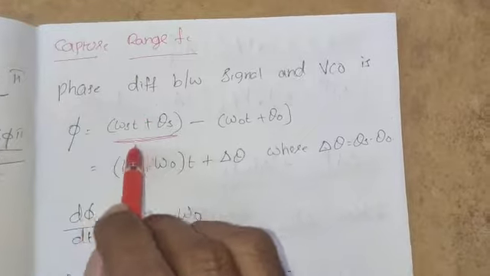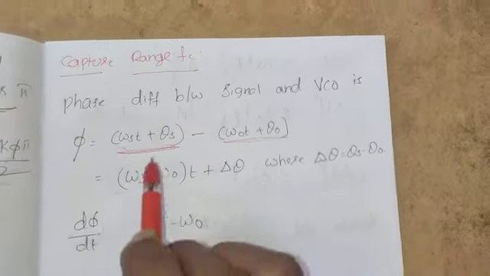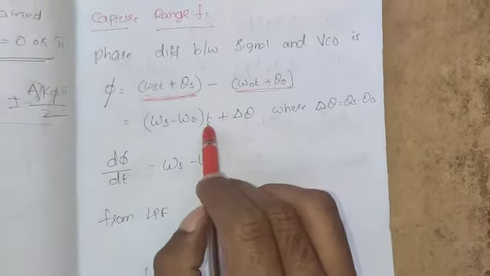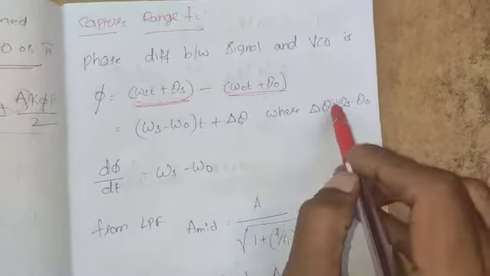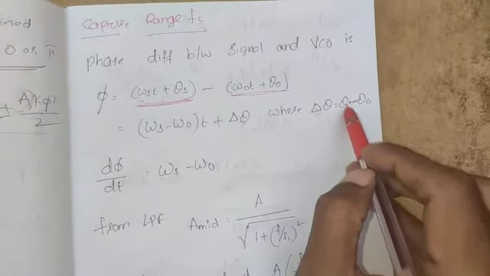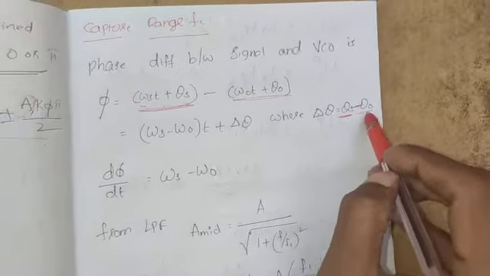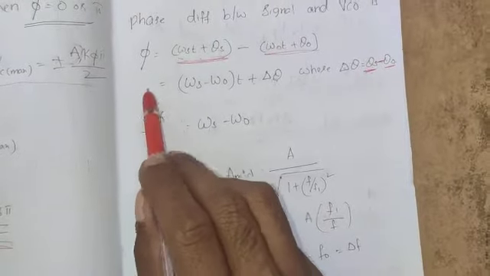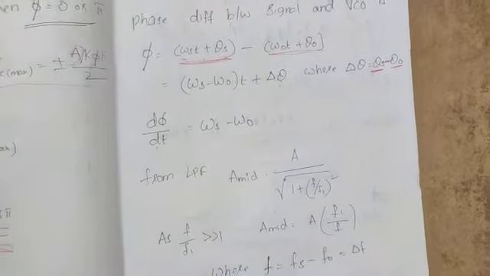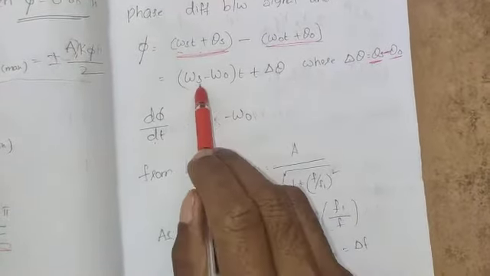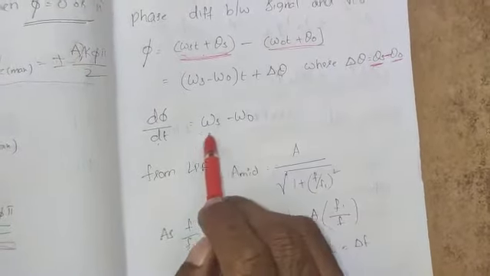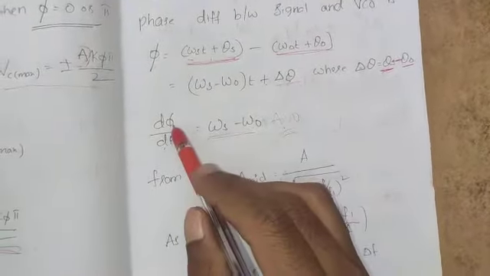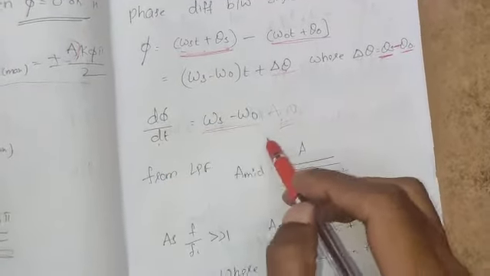This is the input signal angle and this is the output signal angle. The phase difference is this one minus this one: (omega s minus omega naught) into t plus delta theta, where delta theta is theta s minus theta naught. If you differentiate on both sides, the rate of change of phi with respect to time is (omega s minus omega naught), since the constant term becomes 0. So this is the rate of change of phase angle with respect to time: omega s minus omega naught.